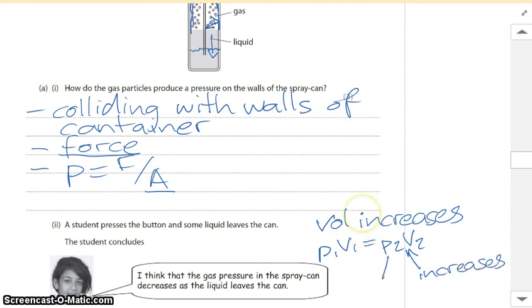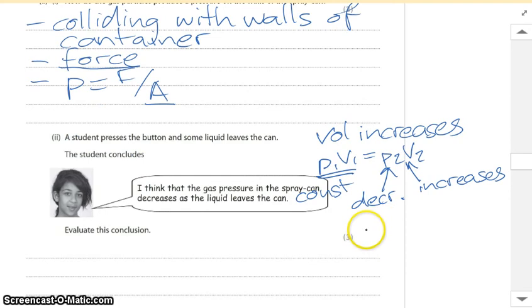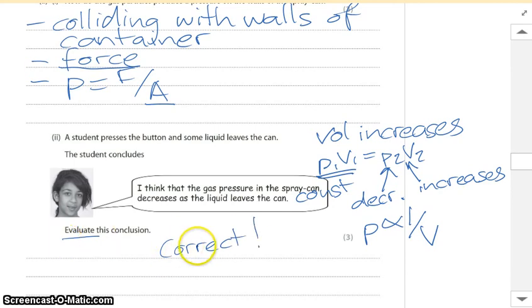then the only way for this side of the equation to stay constant is if the other decreases. So the only way that can increase is if this decreases. That's one way of saying it. The other thing that you could say is that pressure is proportional to the inverse of volume. So if the volume increases, then the pressure decreases, and that's just as valid. So the final mark comes from evaluating the conclusion and saying that yes, the conclusion is correct.